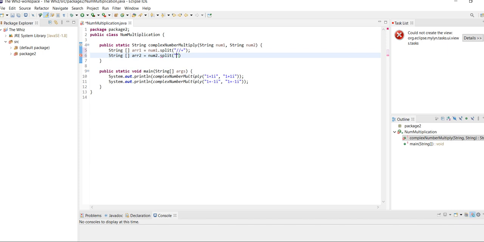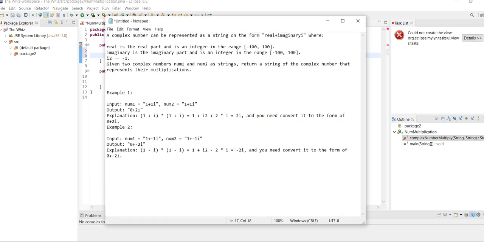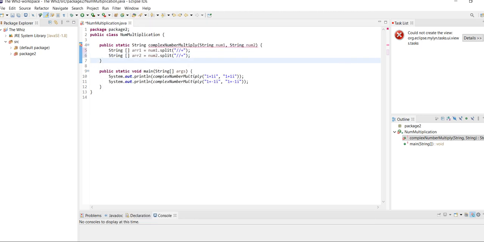The reason we're splitting it is because we have no idea where this is in the string, because this could have a negative or this could be positive. And instead of doing the checks for that, we can just split it.